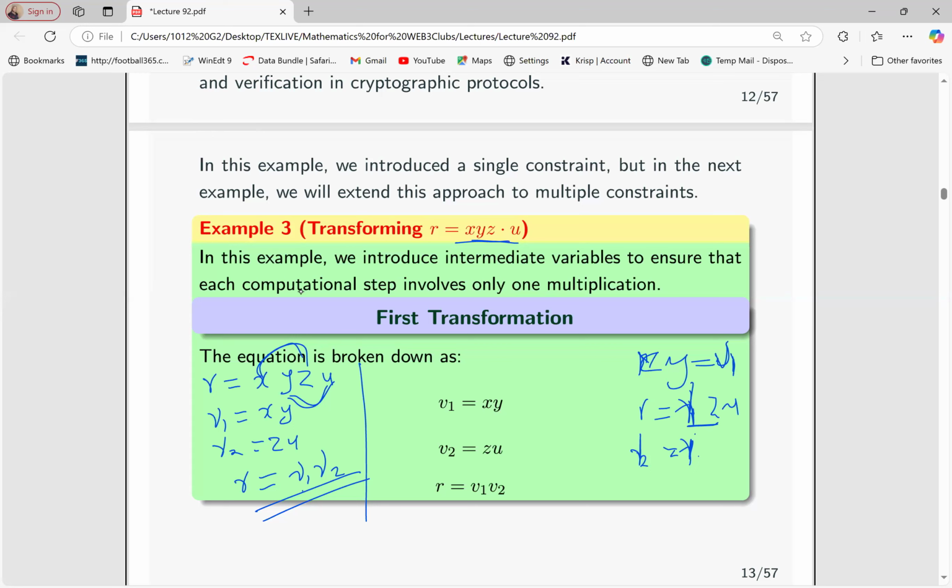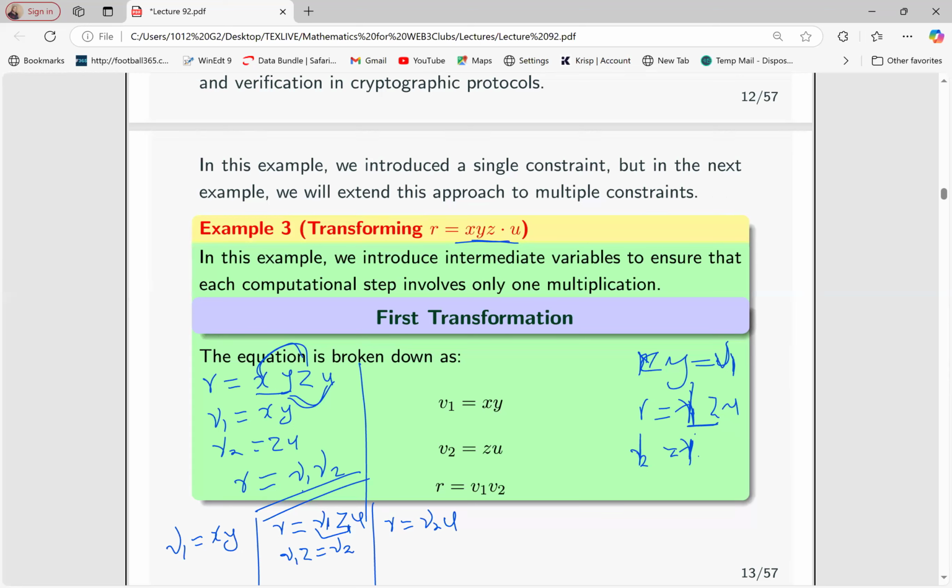Let me write it here. So I'm saying another person, apart from looking at it this way, may want to say, let XY be V1. So what would we then be having? We'll be having R as V1 ZU. So this person wants to call V1 Z to be V2. If that happens, then we'll be having R as V2 U.